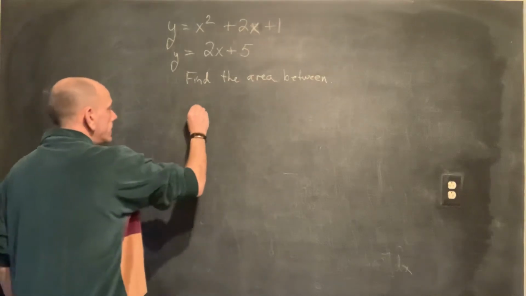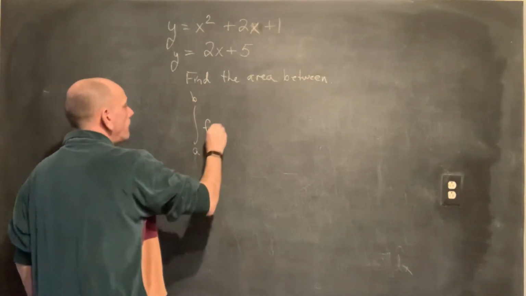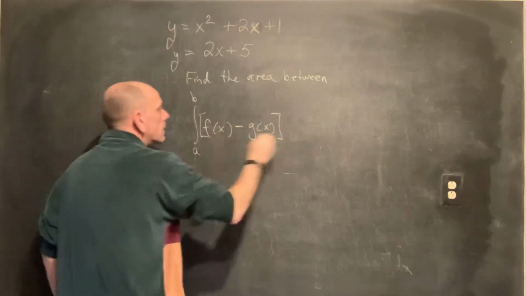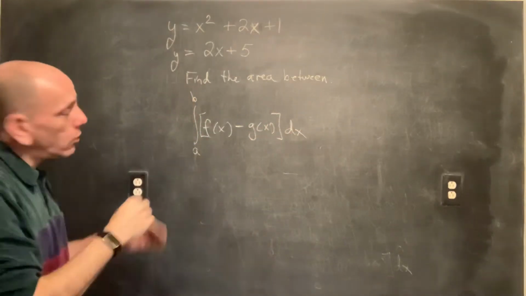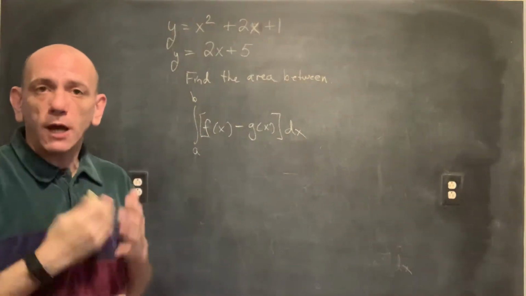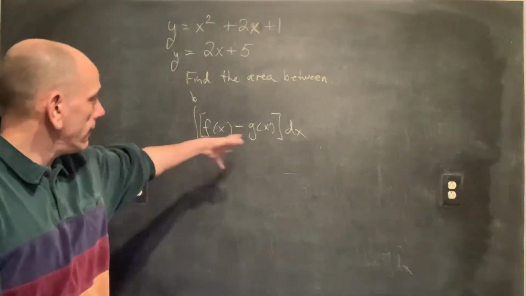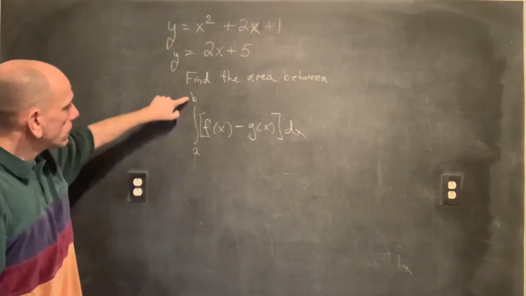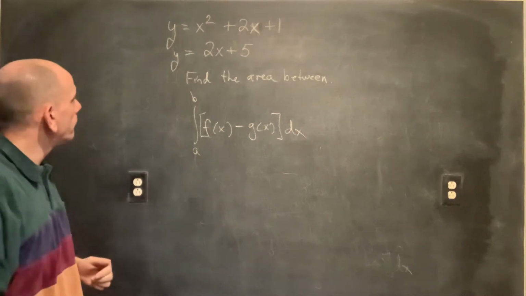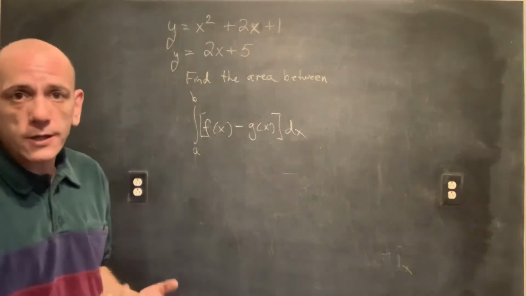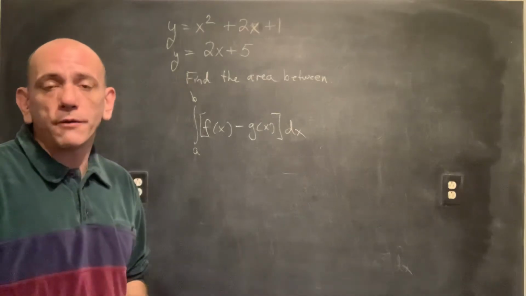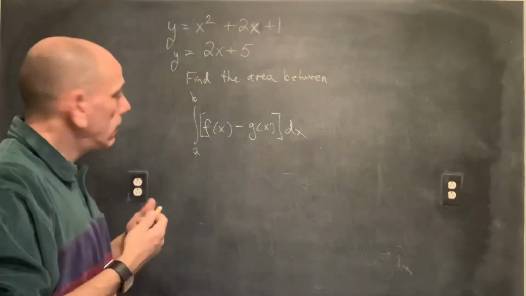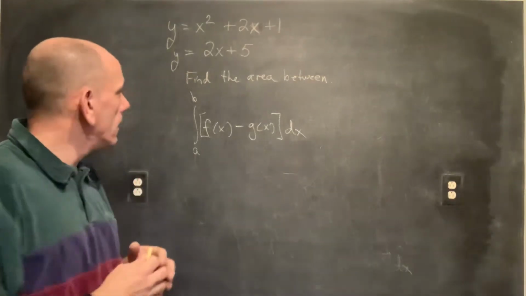Now, I'm trying to set up the integral from a to b of f of x minus g of x dx. But I need to know which one's greater than which on this interval, or whether there are any switches in it if I need to split things up. Plus, I need to know where these intersections are in order to build my bounds. So very often, the first thing I'm going to do is go to my handy dandy calculator and graph these bad boys. That way I can at least get an idea of what the situation is.